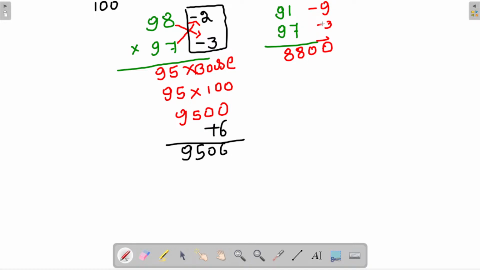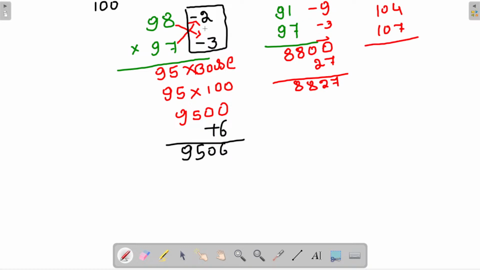After that, minus into minus. Here you have to do multiplication. Minus into minus is plus. 9 3s are 27. Then your answer will be 8827. That is your answer. Suppose the question is 104 into 107.